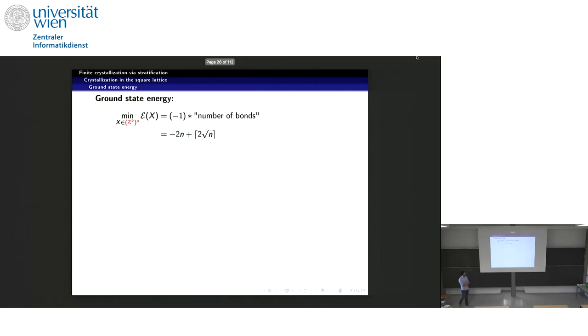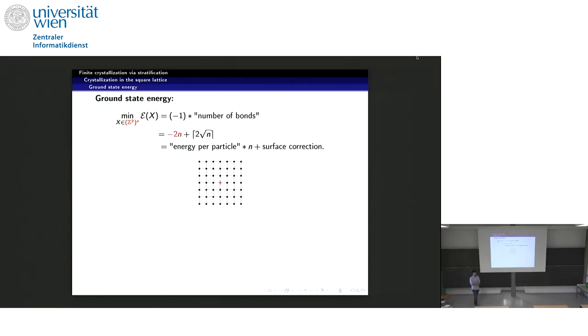Okay, and then you can split this into two terms, which are called a bulk and a surface term. This bulk term is an energy per particle times the number of particles n. And the other term here is a surface correction. So how come? If you look at the interior, each point in the interior has 4 neighbors. And this gives me a 4.